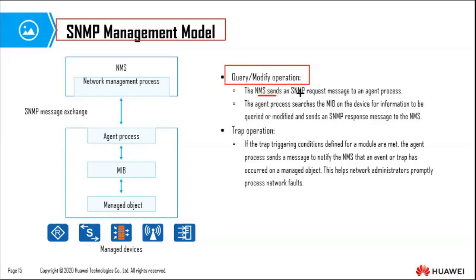The NMS will send a request message to the agent process using SNMP. Then the agent process will do what? It will search the MIB on the device for information that has been queried or modified. Then it sends an SNMP response message to the NMS. So that is how it operates for query and modify. We're actually going to do it in the next few slides.